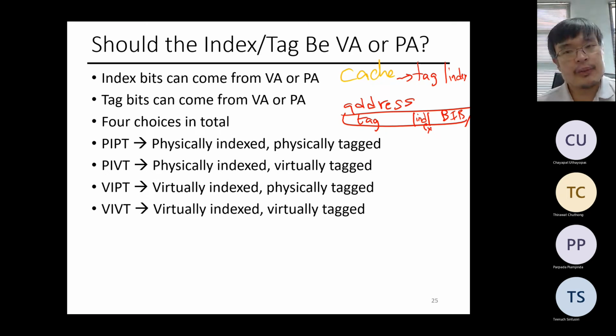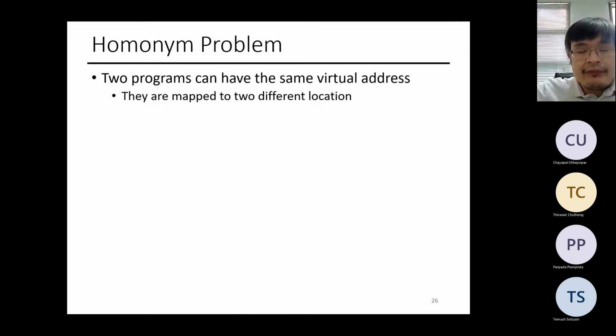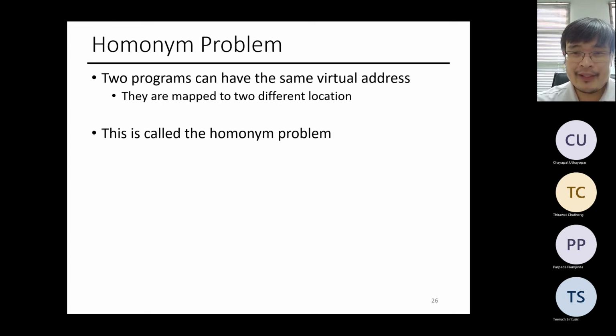Now let me motivate what can go wrong with each of these options and which one is the best option. First of all, you can have this thing called the Homonym Problem. 2 different programs, Google Chrome and Microsoft Office, for example, can have the same virtual address, because it's just a virtual address. It's just a nickname for your physical address. But because they are 2 different programs, they are mapped to 2 different locations. This is called the Homonym Problem.